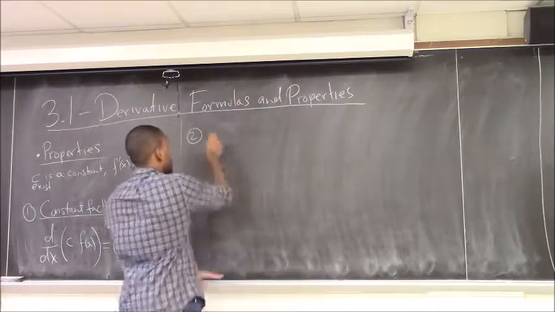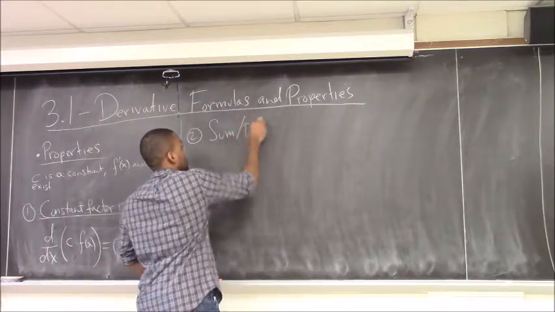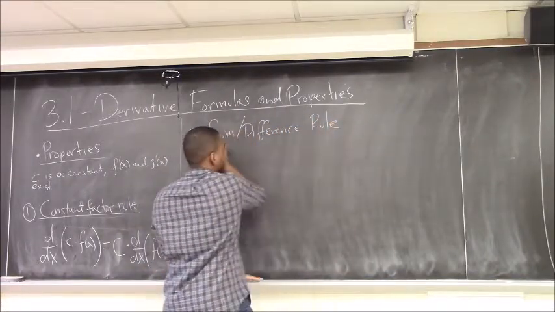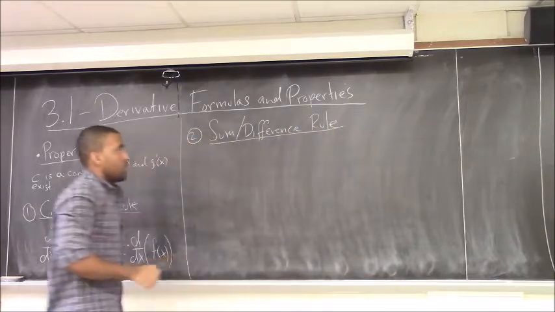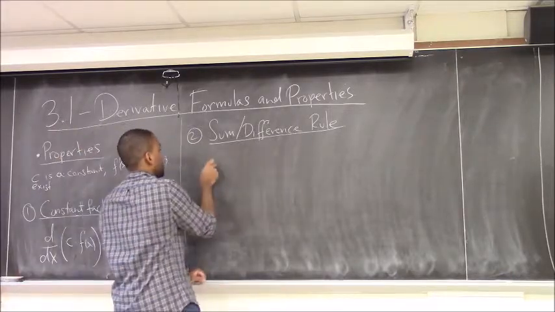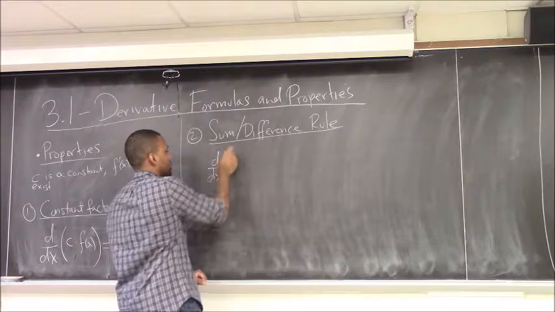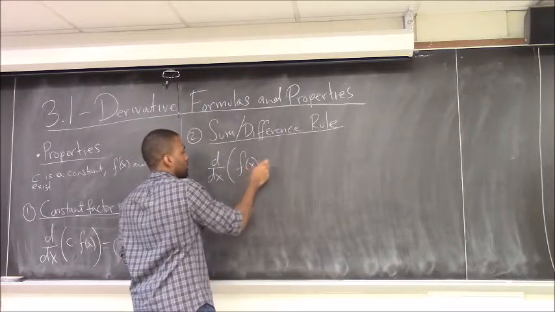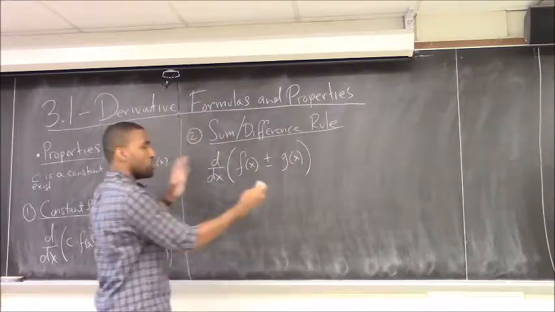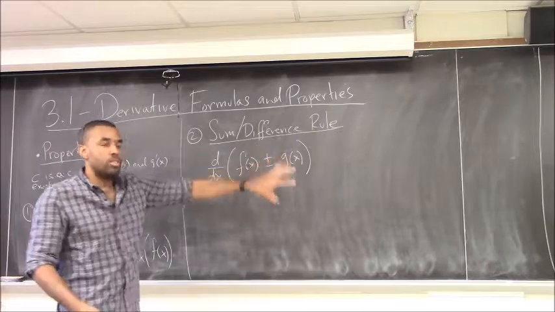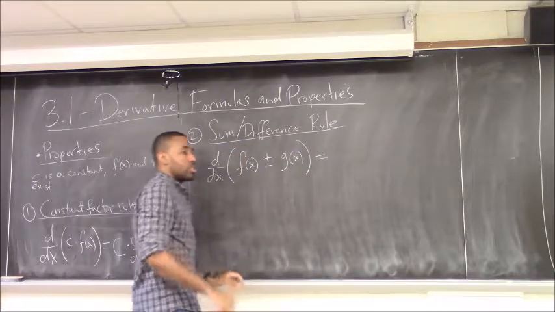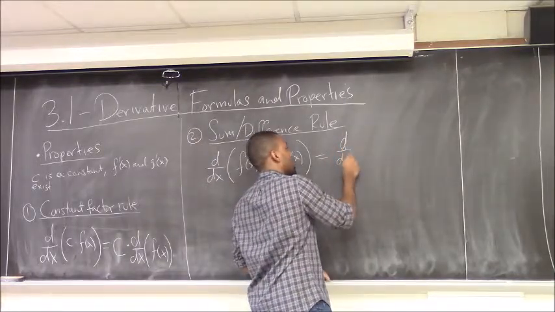The second property is the sum difference rule. This is basically the rule that tells us derivatives distribute across sums. So if I'm taking the derivative of a sum of functions, a function f of x plus or minus another function g of x, then I can take the derivative of the sum by taking the derivative of the individual elements in the sum and adding them together. In other words, a derivative will distribute across a sum. It has a distributive property.